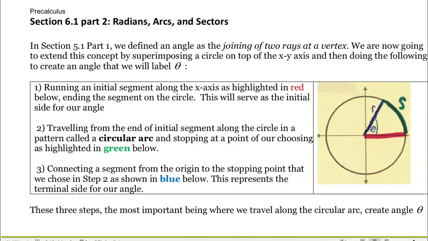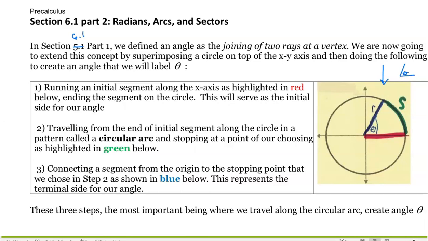Okay, so in section, and this should say section 6.1, Part 1, we defined an angle as the joining of two rays at a vertex. We are now going to extend this concept by superimposing a circle on top of the XY axis and then doing the following to create an angle. So this is what we're doing. So remember, we had this angle, okay?